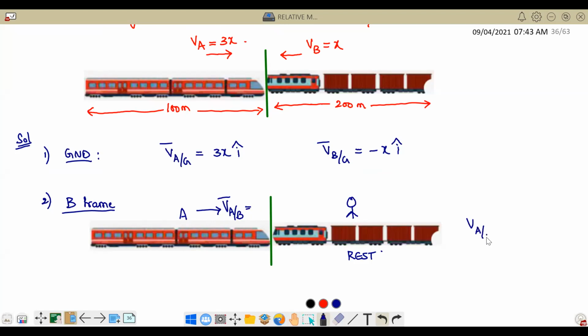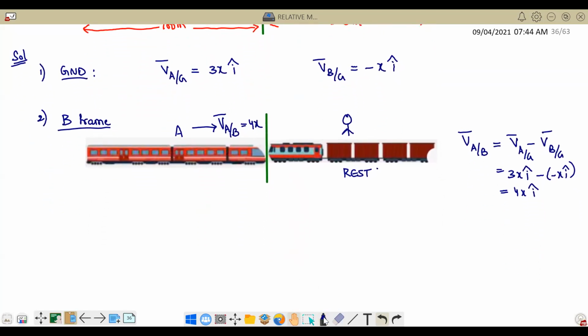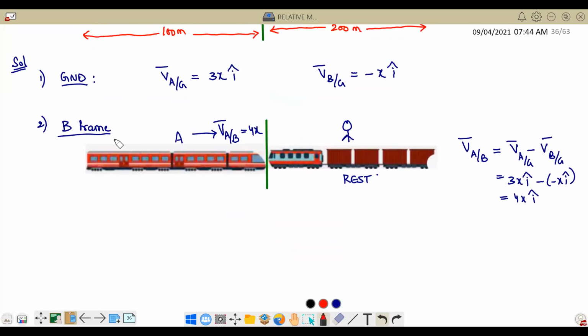The velocity of A with respect to B is equal to what? Velocity of A minus velocity of B. This is with respect to ground. What was the velocity on ground for A? 3x i cap, minus of minus x i cap. So therefore 4x i cap. That means now it is moving with 4x. Now finally, this is the initial position.